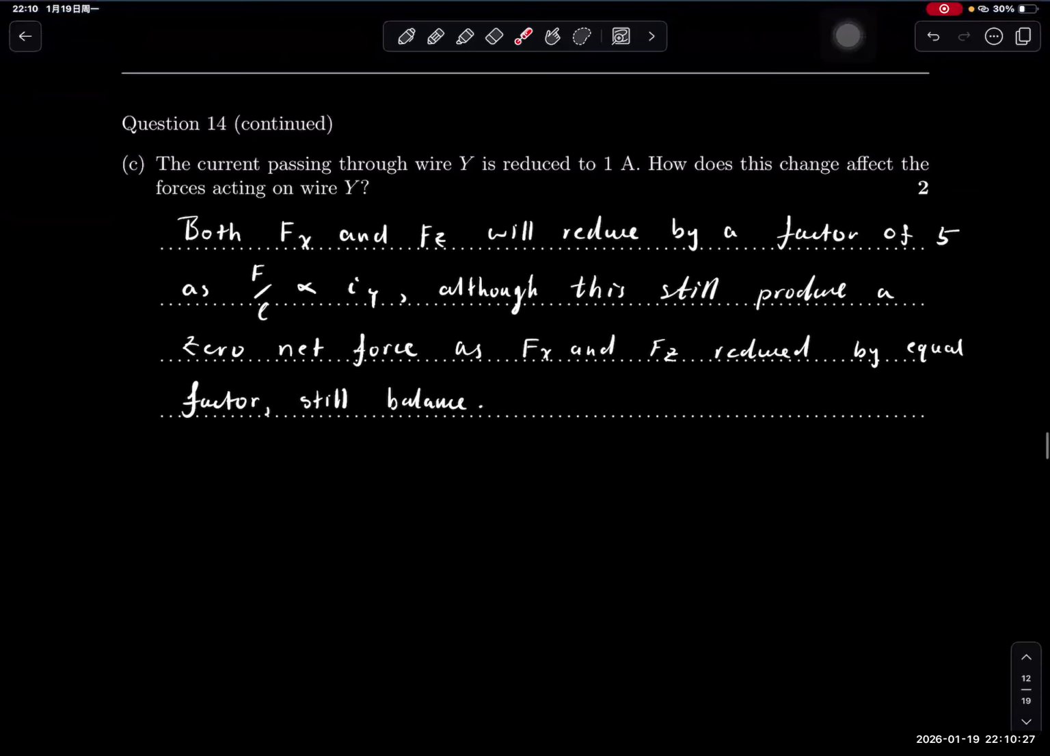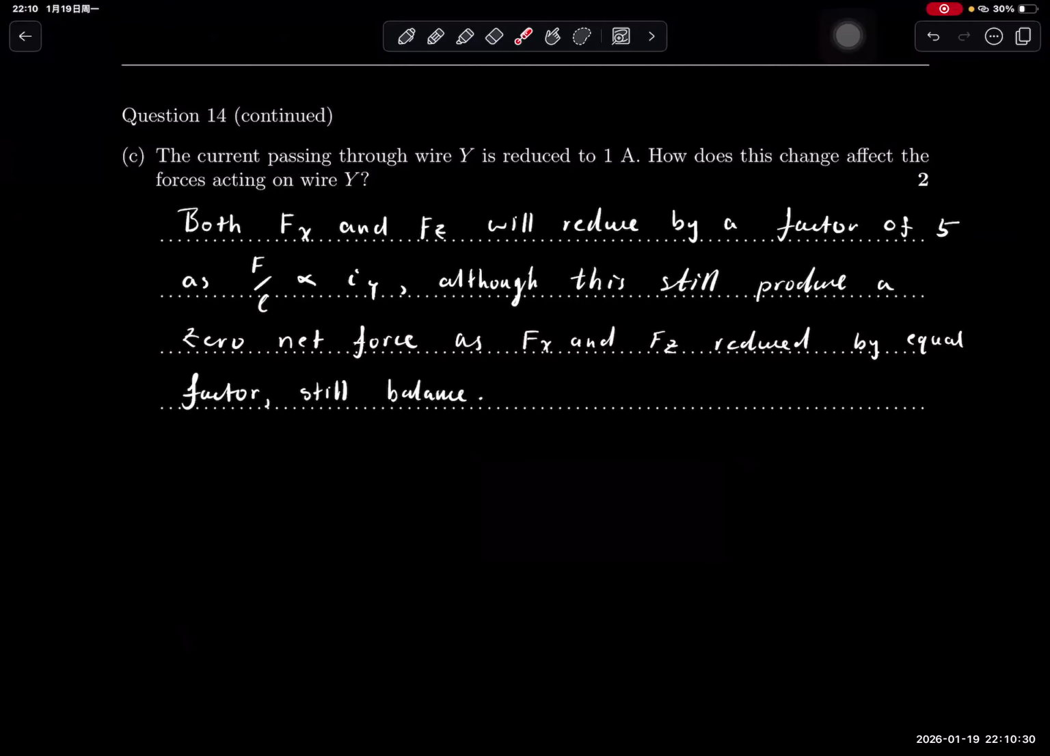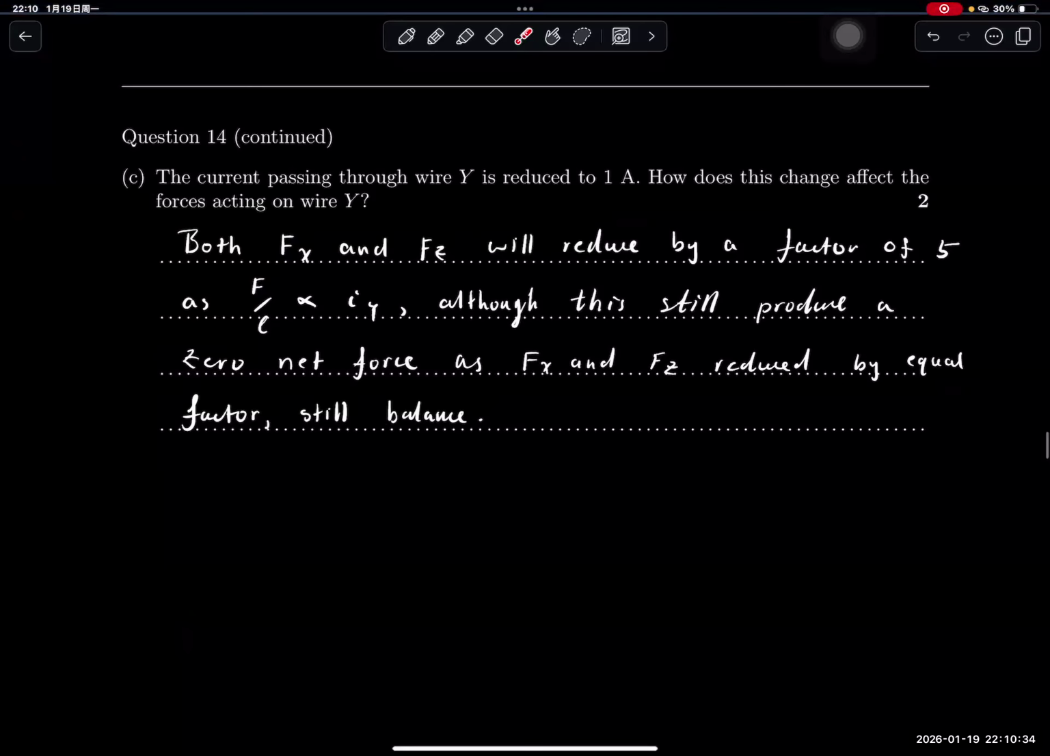And then part C, the current passing through wire Y is reduced to 1 ampere. How does this change the force acting on wire Y? We know the force per unit length is proportional to the current, right? So it's reduced by a factor of 5. This will still produce a zero net force because the forces from wires X and Z are also reduced by a factor of 5, because it's just proportional to IY, current Y. So the force will still be balanced.